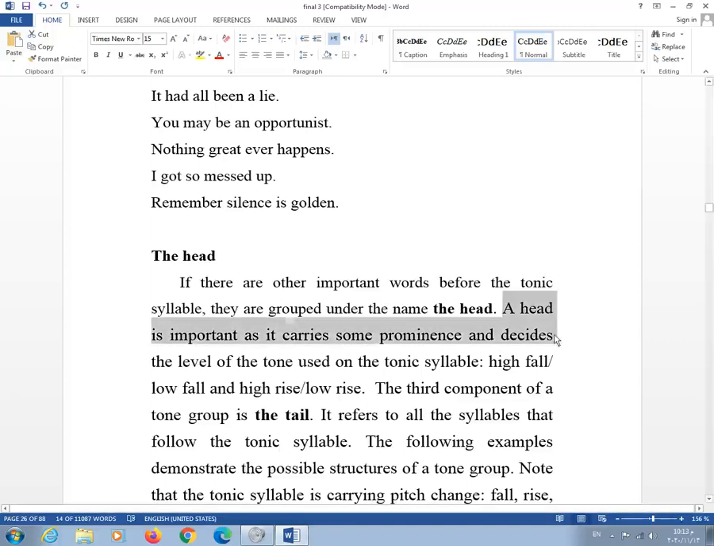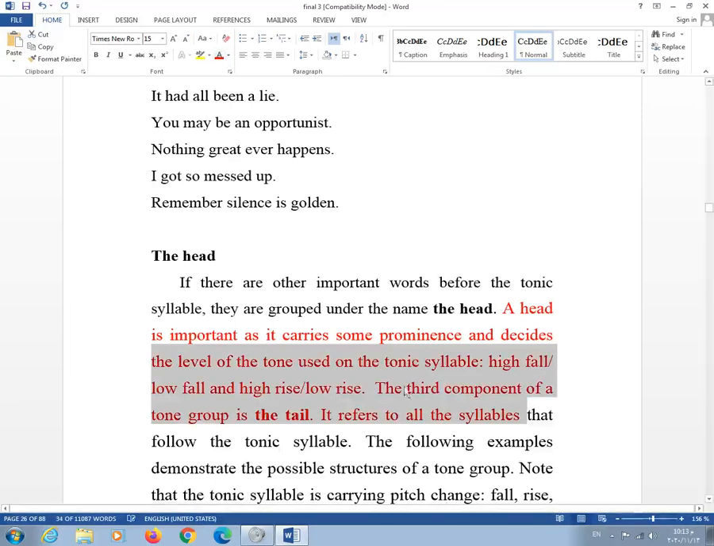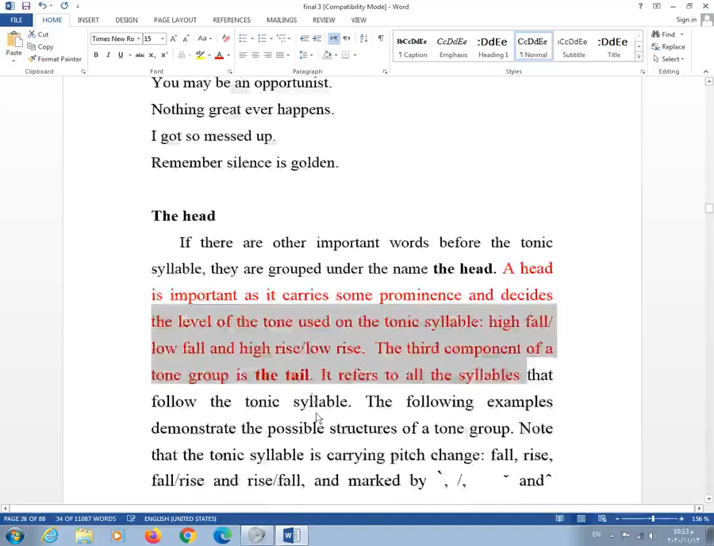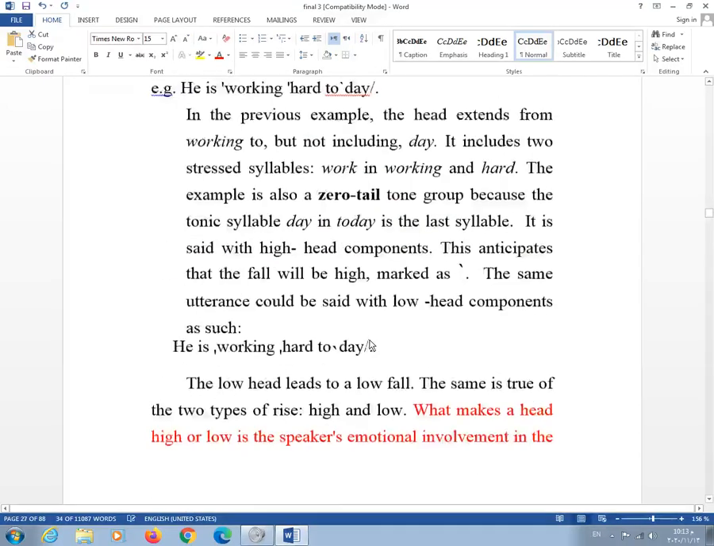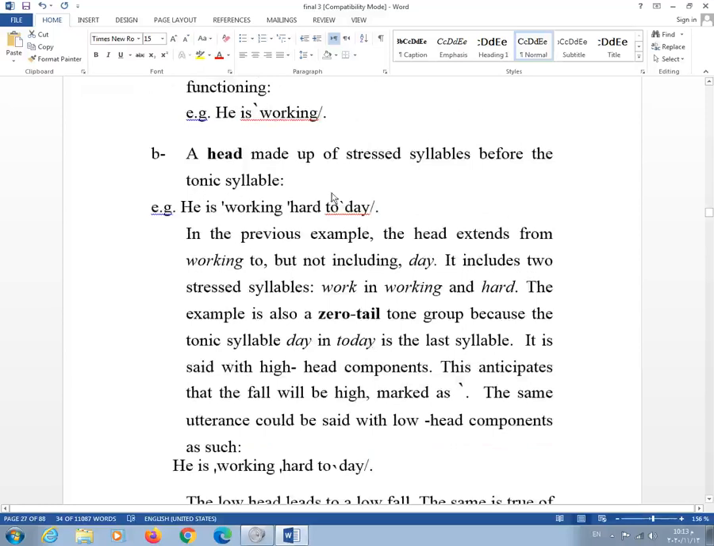A head is important as it carries some prominence and decides the level of tone used on the tonic syllable: high fall or low fall, and high rise and low rise. We're gonna discuss this later on, but let me show you this. Can you compare, what's the difference between, let's say, this: he's working hard today. He's working hard today. And this is the head. It starts with the first stressed word up to the stressed syllable or the tonic syllable, which is day here.